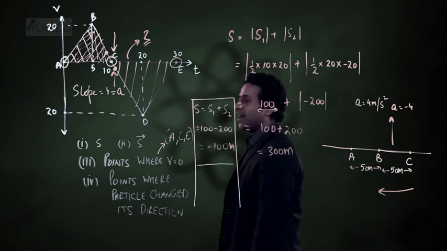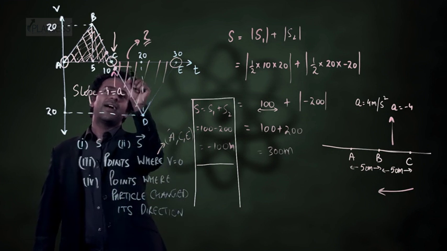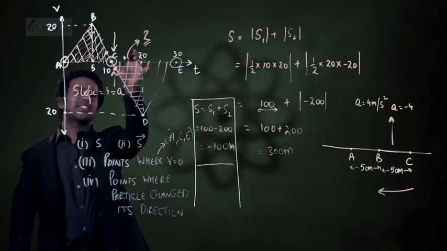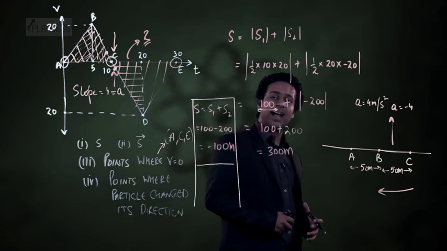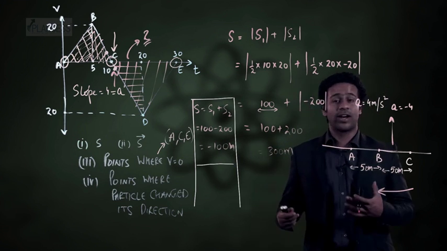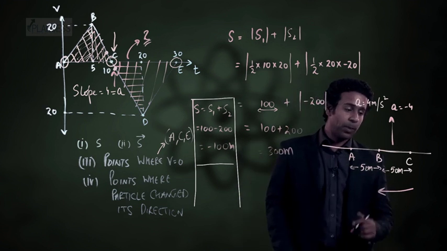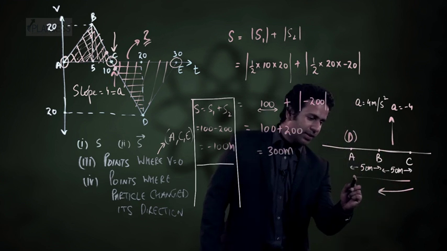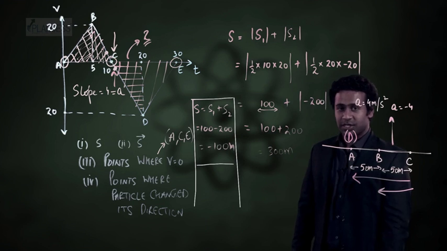Right? So, then how much distance does it cover till it reaches point D? For that, we have to find this area. This is again a triangle, the base of which is 10 and the height is 20. So, the distance moved is 100. But notice that this area is below the axis and hence it is negative distance, or a negative displacement rather. So, it moves 100 meters to reach point D, which means this point A is the point D. So, while moving from C to D, it has come back to its original position.